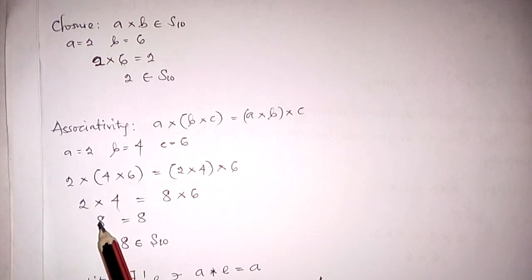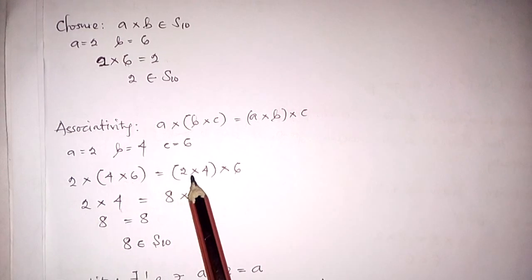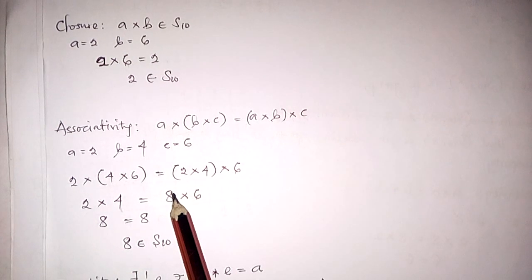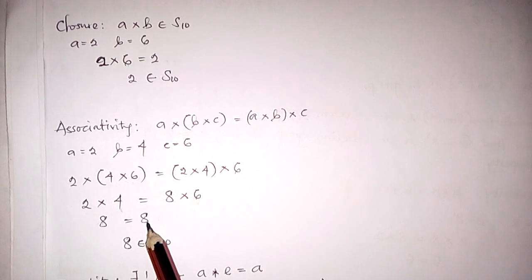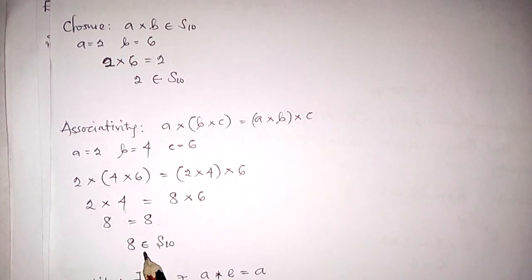So 2 by 4 is 8. And 8 is in the table. It's not more than 10. 2 by 4 gives us 8. 8 by 6 is 48. 48 divided by 10 is 4 remainder 8. Reasons why we have 8. So you see here that the left hand side is equal to the right hand side. And 8 is in S10.